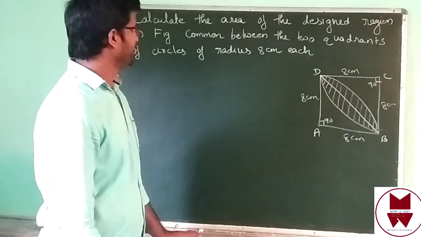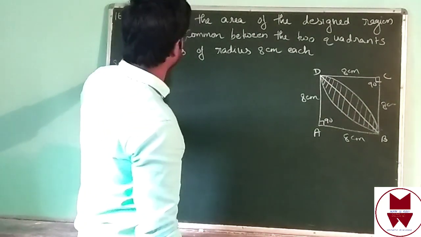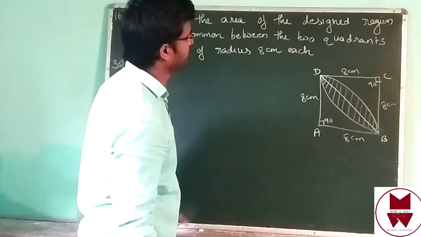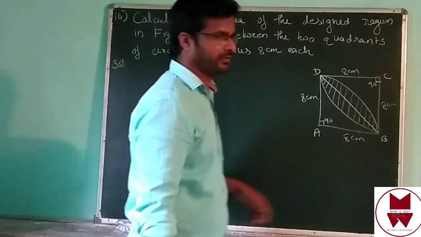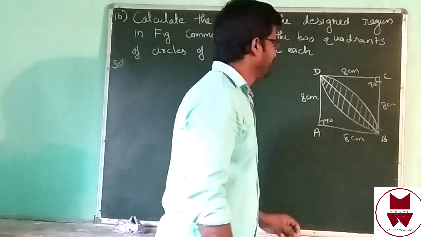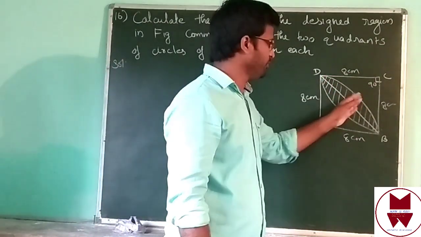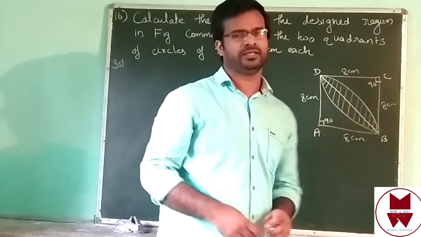Question number 16. Calculate the area of designed region in figure common between two quadrants of circle of radius 8 centimeter. Radius of this quadrant is given 8 centimeter. Then we have to find out the area of this common region, the shaded region. Okay, some design only there.